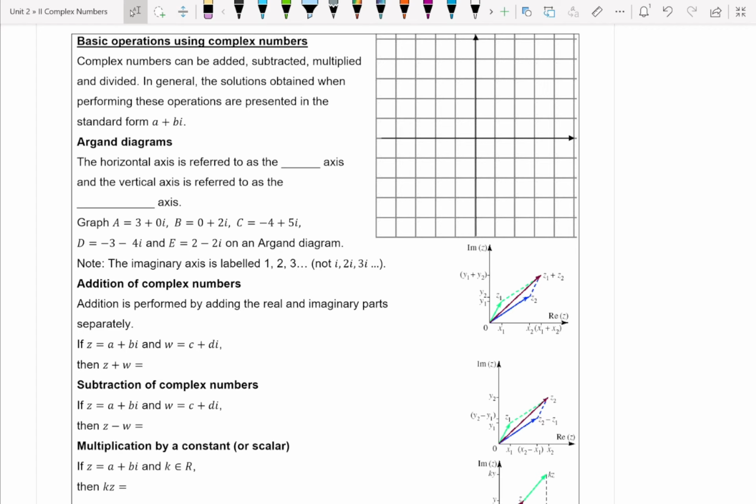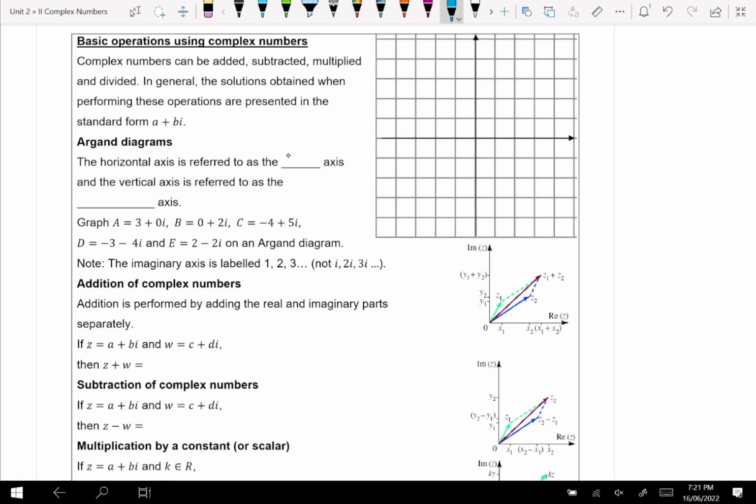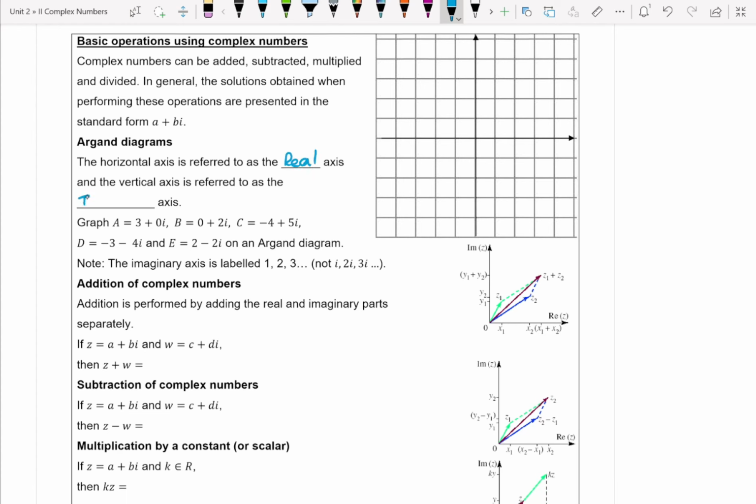In terms of our complex numbers, instead of working on the Cartesian plane, we work on what we call Argand diagrams. The horizontal axis is referred to as the real axis, and the vertical axis is referred to as the imaginary axis. If we were to graph 3 plus 0i, a would take us from the center to that point, so 3 to the right will give us a equal to 3 plus 0i.